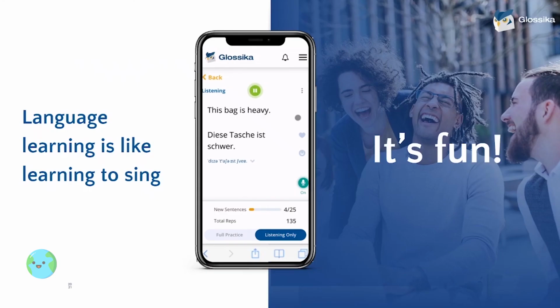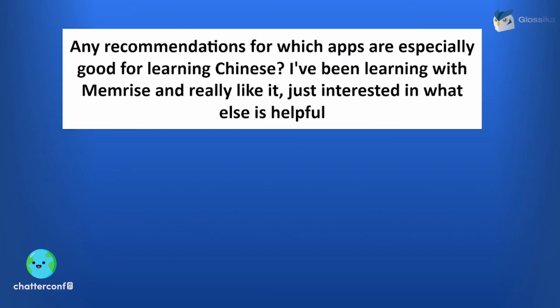I'm going to go directly to the questions. Any recommendations for which apps are especially good for learning Chinese? I've been learning with Memrise and I really like it. Just interested in what else is helpful.